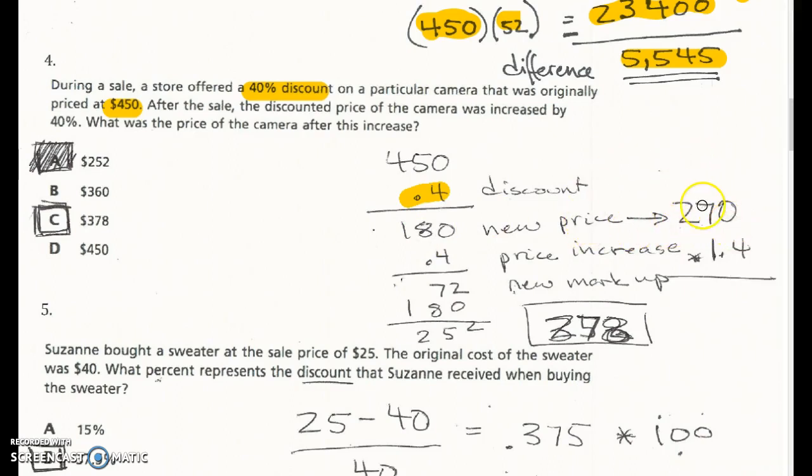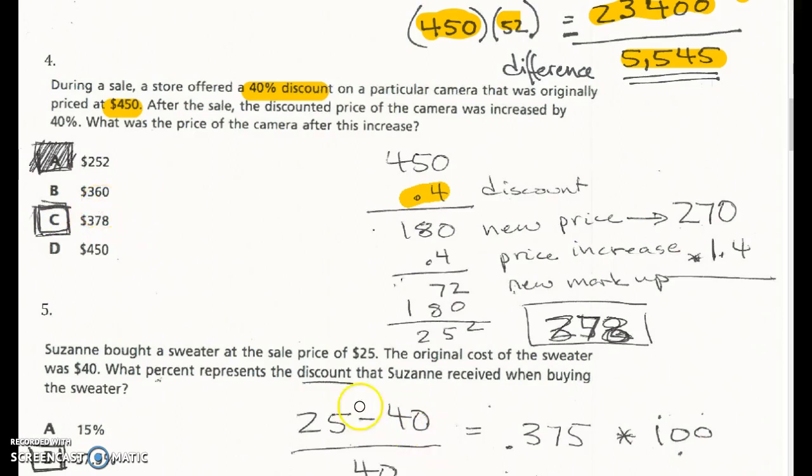My price increase from 270 is 40%, so I mark it up, or multiply it by 1.4. My new price is going to be $378 right here. Answer choice C. My marker's gone. So it's answer choice C right here.